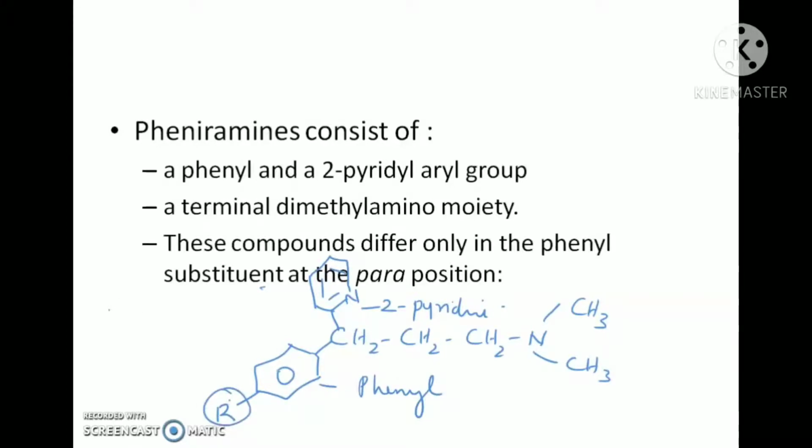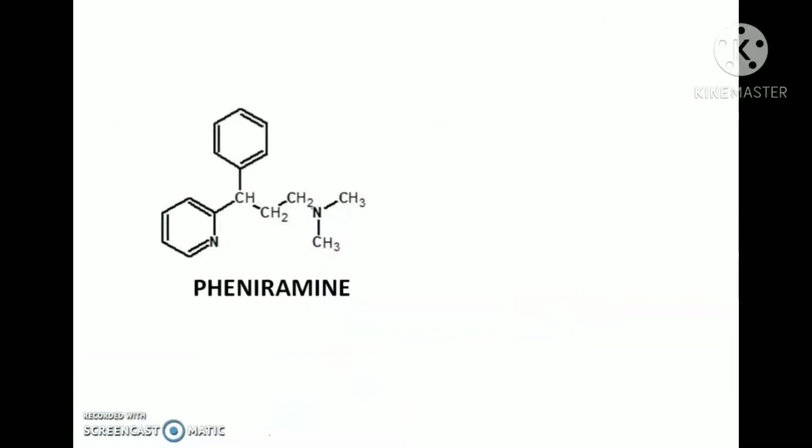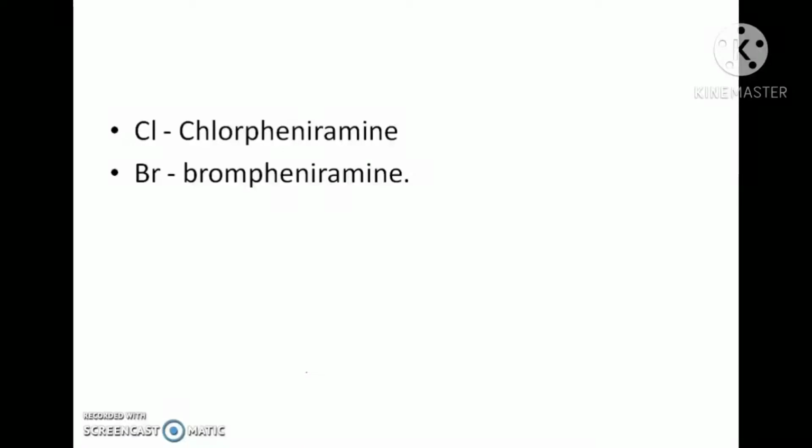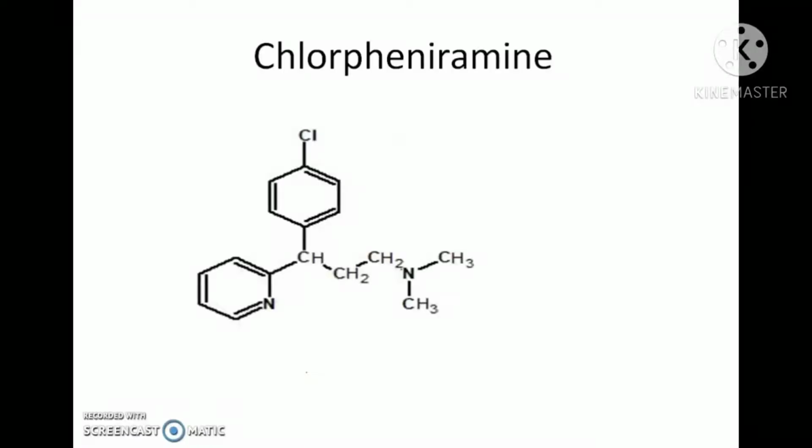And you have different derivatives of pheniramine, that is, pheniramine, chlorpheniramine, brompheniramine, etc. So they all differ depending upon the group present at the para position of the phenyl ring. So if it is a hydrogen atom, you get pheniramine. If it is a chlorine atom, you get chlorpheniramine. And if it is a bromine atom, you get brompheniramine.